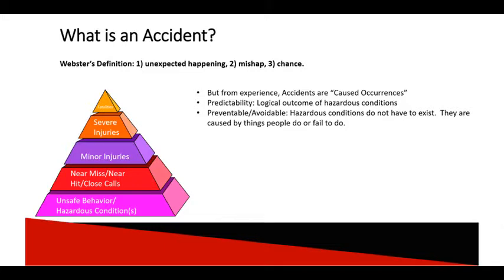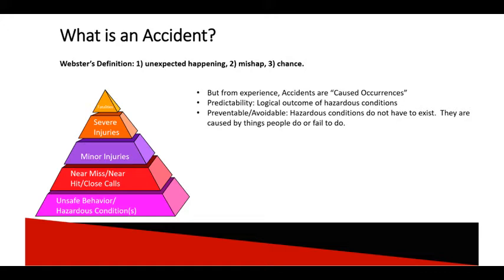The Webster's Dictionary definition of an accident is an unexpected happening, mishap, or chance. But from my experience, I've learned accidents are caused occurrences. They are predictable, and they are a logical outcome of a hazardous condition. They are preventable and avoidable. Hazardous conditions do not have to exist. They are caused by the things people do or fail to do.